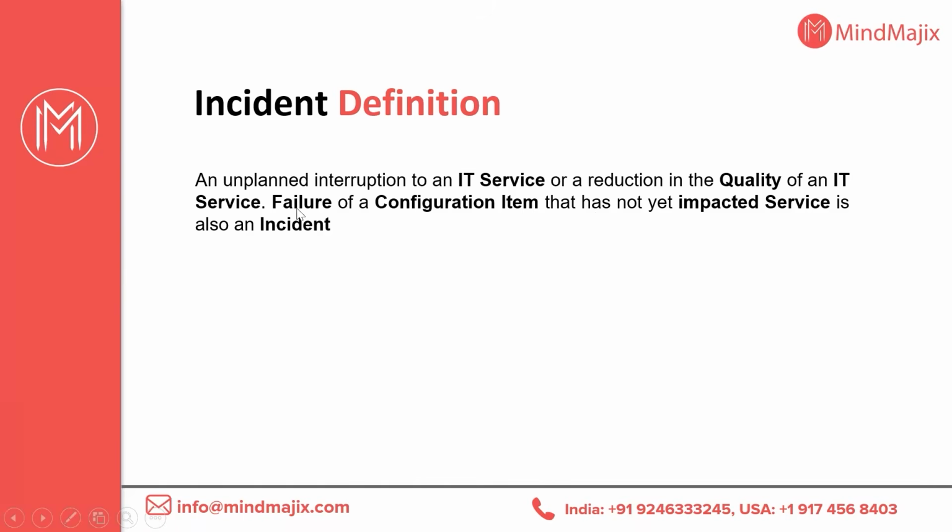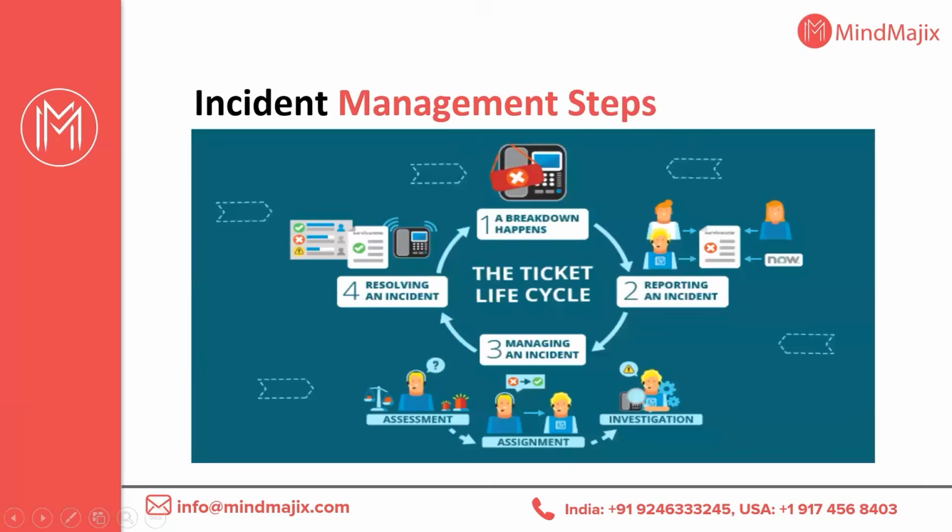Another thing is the failure of a configuration item that has not yet impacted the service. That means this is a proactive step. If you see that one of the routers is down and the service person has already observed it, he or she can raise an incident beforehand, before it impacts the services. So that can also qualify as an incident. Okay, let's go back.